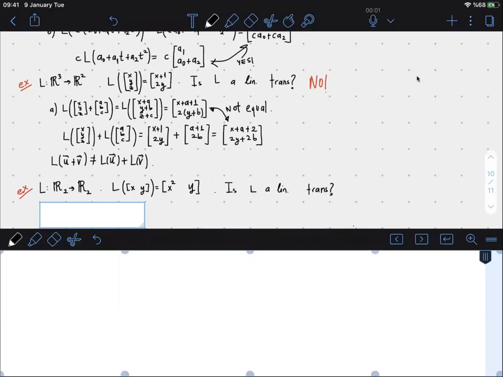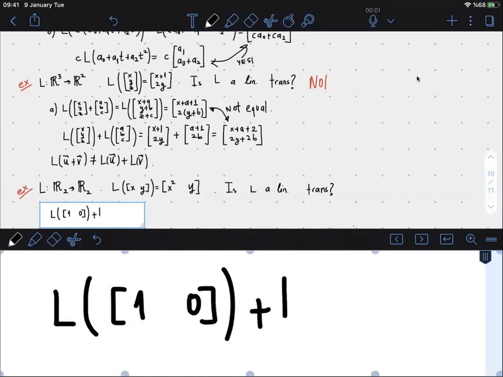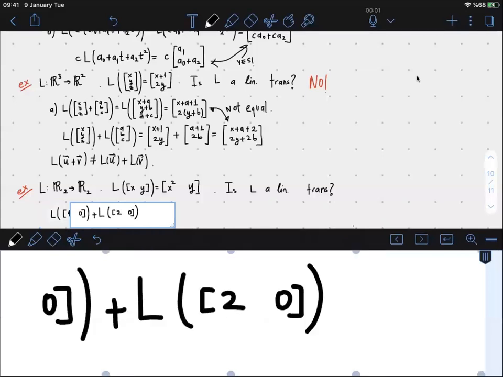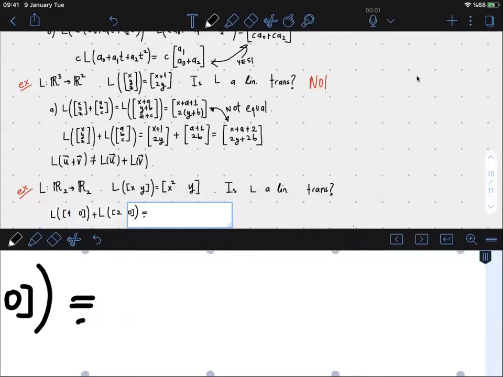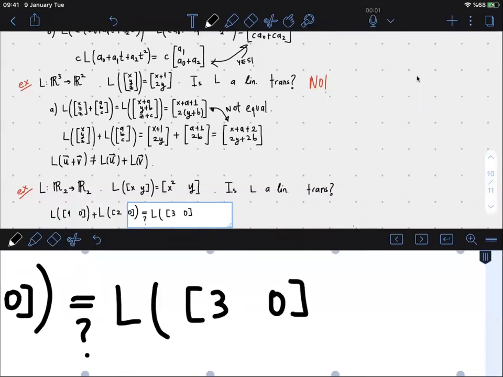So we're checking whether, we can also work with examples, right? It doesn't matter. Let's just check L10 plus L20. Let's first add these two things and check whether this is equal to L30. If it is not equal, then the condition will not be satisfied.